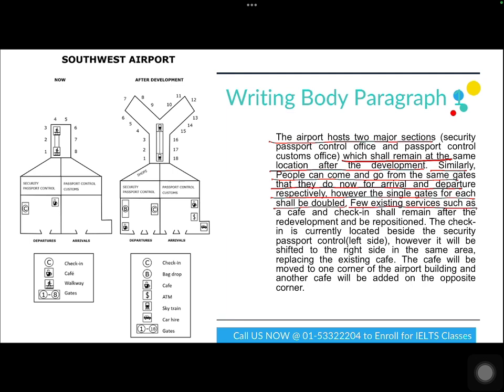Few existing services such as a cafe and a check-in shall remain after the redevelopment and be repositioned. The check-in is currently located beside the security passport control left side. However, it will be shifted to the right side in the same area, replacing the existing cafe. The cafe will be moved to one corner of the airport building and another cafe will be added on the opposite corner. Now, this is the elaboration that I have given, but again, depending on the word count, you can choose to not elaborate that and just mention how things have changed over time, right?